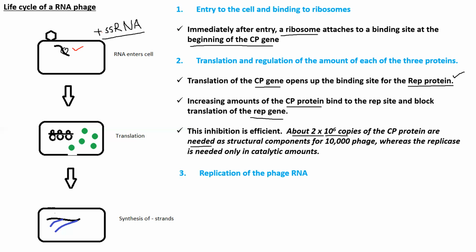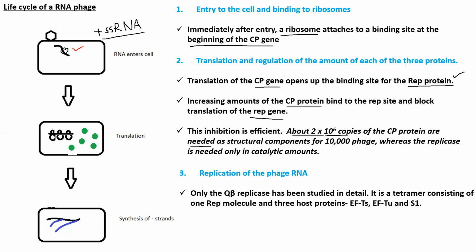Next is replication of the phage RNA. After the replicase enzyme is made, only the Q beta bacteriophage replicase has been studied in detail. I told you that this is a generalized life cycle of a single-stranded RNA phage, where they've combined the features of each of the single-stranded RNA phages, such as R17, MS2, and Q beta. So when it comes to replicase, only the Q beta replicase has been studied in detail. It's a tetramer consisting of one rep molecule, which is of course coded by the phage.